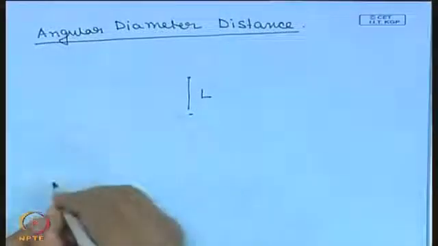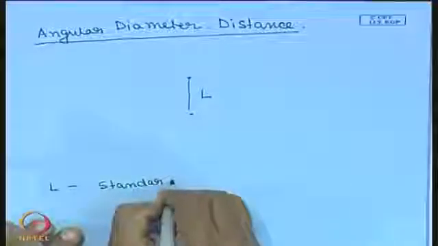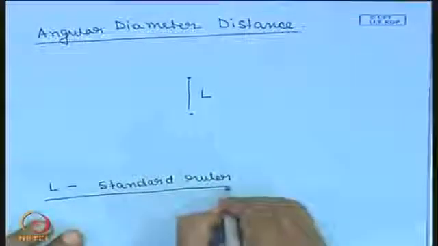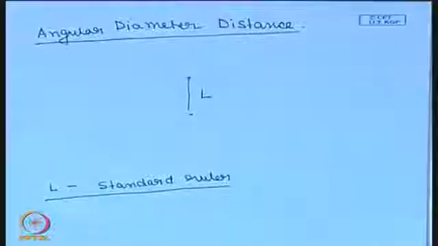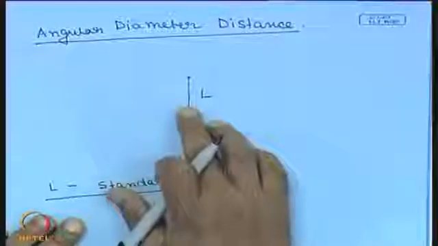Such an object is called a standard ruler, whose length we have reasons to believe is kind of known. For example, let us take a galaxy. Suppose we have reason to believe that galaxies are of size 10 kiloparsec. I am just giving you an example which is not realistic, just to make the idea clear. Suppose all galaxies have physical size 10 kiloparsec. Then if I see a galaxy somewhere, I know that its size is 10 kiloparsec.